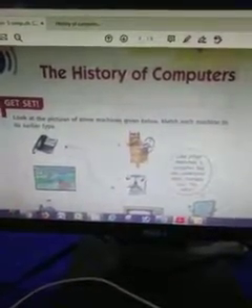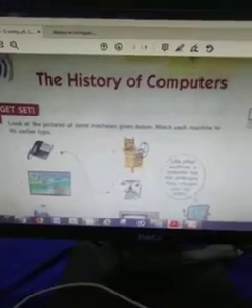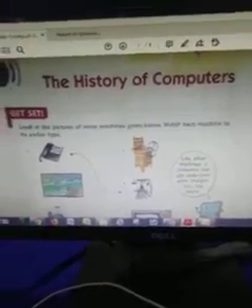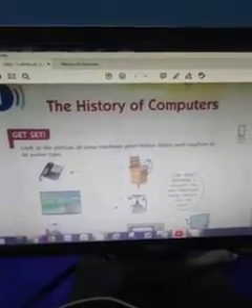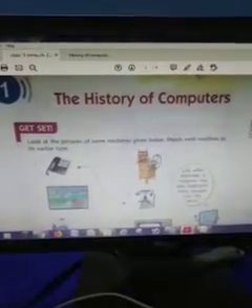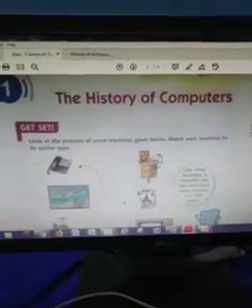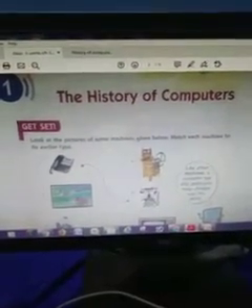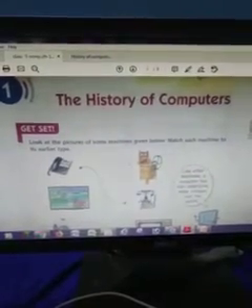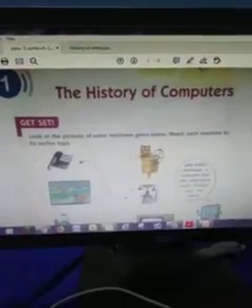Today our topic is history of computing. In this topic we will know how the computer was made, what was the history of the computer, what is counting, and which machines were developed before the computer, on the reference of which the computer was made.